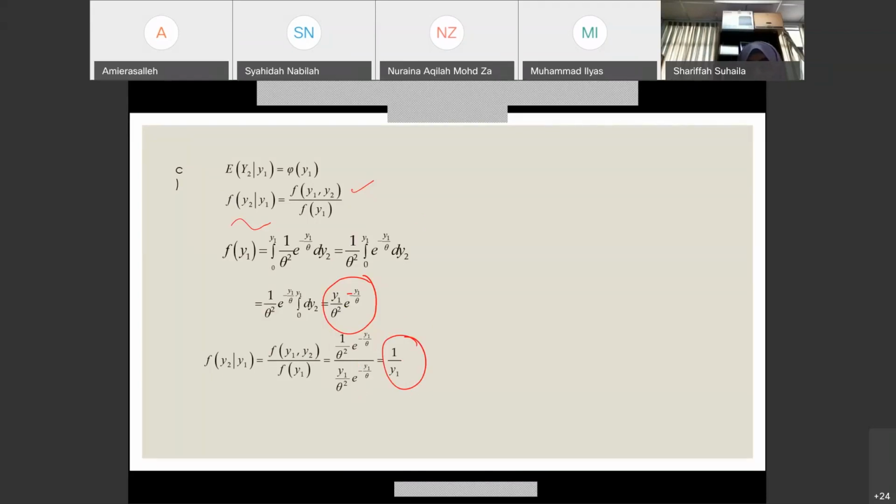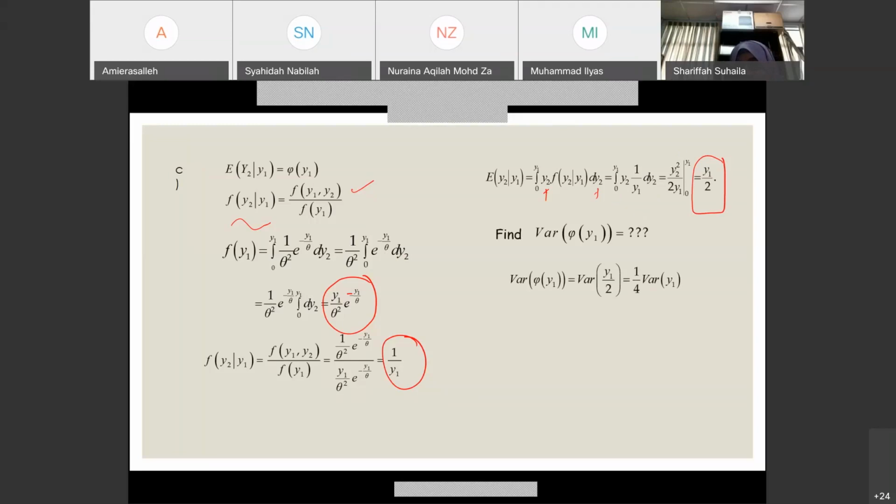So expected value y2 given y1. So y2 darabkan dengan fy2 given y1 dy2. Okay. So ini adalah 1 over y1. So y2 kamu punya range from 0 up to y1. So selesaikan kamu ada ini. So itu dia punya expected value of y2 given y1. Okay. And now, so kita nak dapatkan variance phi y1. Okay, phi y1 kita adalah y1 over 2. Okay, so variance phi y1 adalah variance y1 over 2.